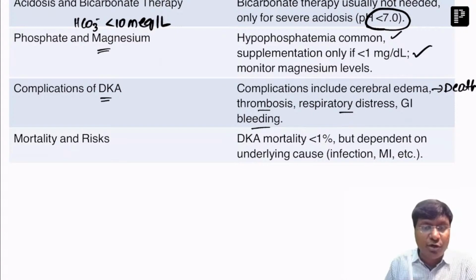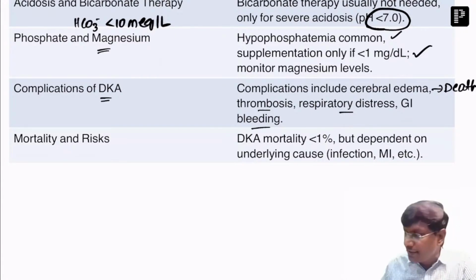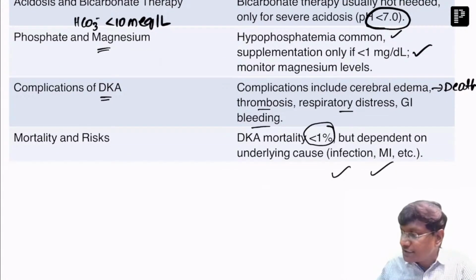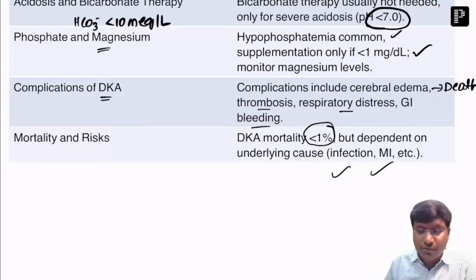And what is the chance of mortality in patients with DKA? The chance of mortality is less than 1%. And it all depends upon whether there is an underlying infection or any development of myocardial infarction. So this is about DKA.